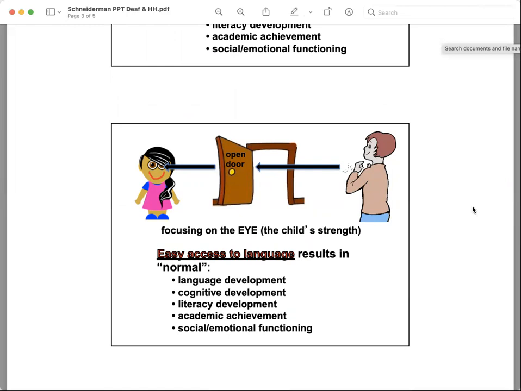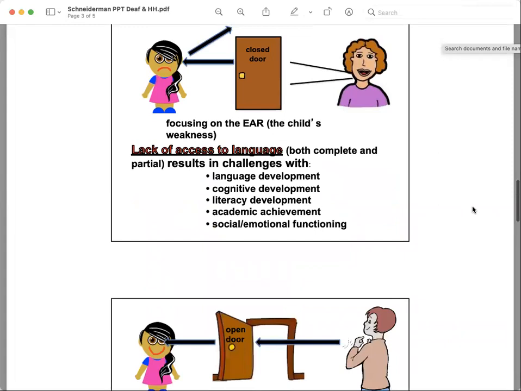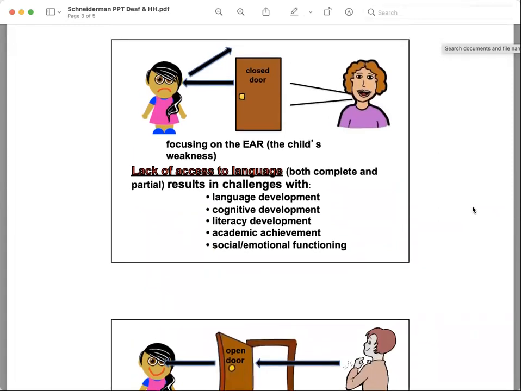So when we focus on a child's weakness, if that child's weakness is hearing, it's like that closed door in the slide, right? That's all the talking that's going on around them, but the door is closed because the information can't go in. There's a lack of access to language. So this results in all sorts of challenges that are talked about because the child is not getting language stimulation.